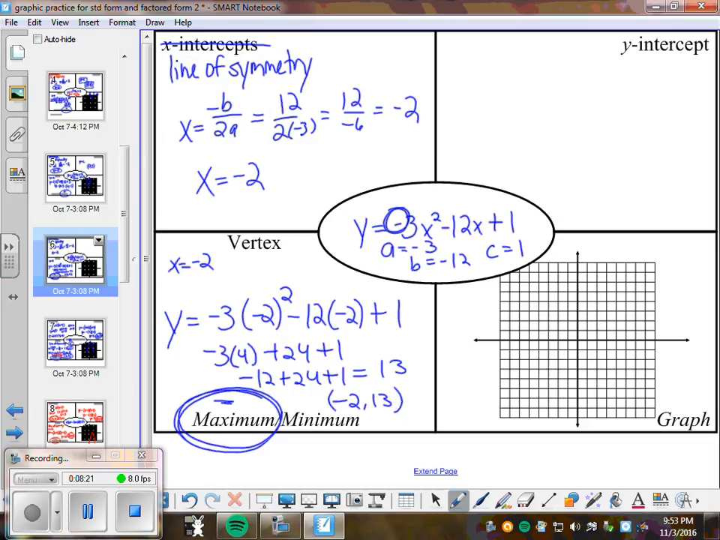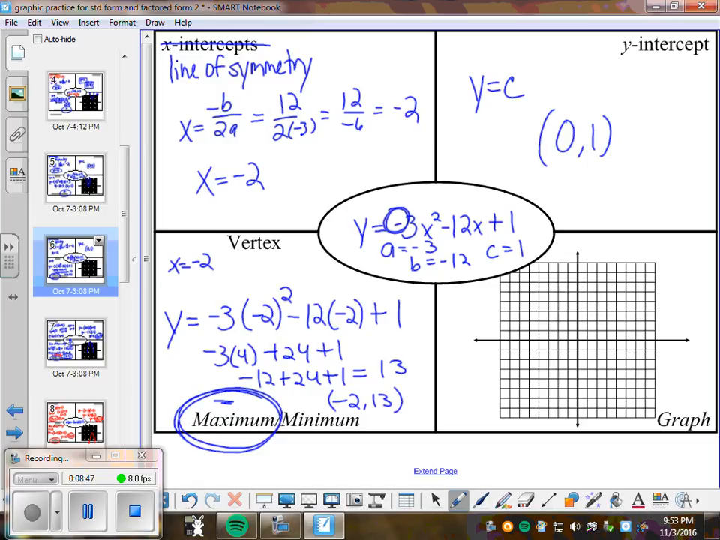All right, again, opposite of b over 2a to get negative 2, plugged in negative 2. Negative 3 times negative 2 squared minus 12 times negative 2 plus 1. Negative 3 times 4 plus 24 plus 1 gives me negative 12 plus 24 plus 1 equals 13. Now, y-intercept. Y equals c, so c is 1, so 0, 1.